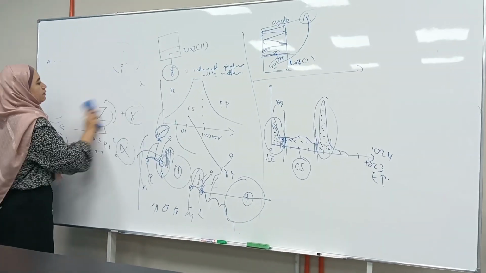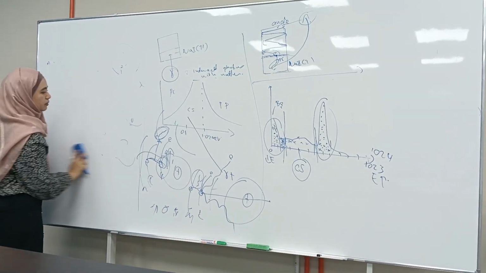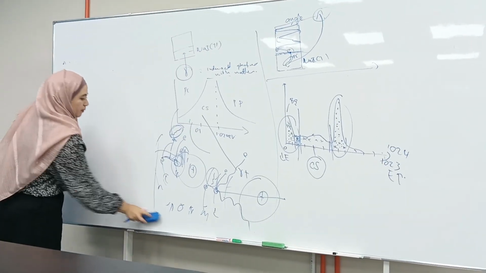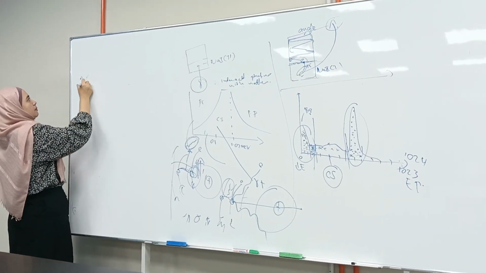We want to identify the unknown sample. So how do we do that? We have an unknown sample.